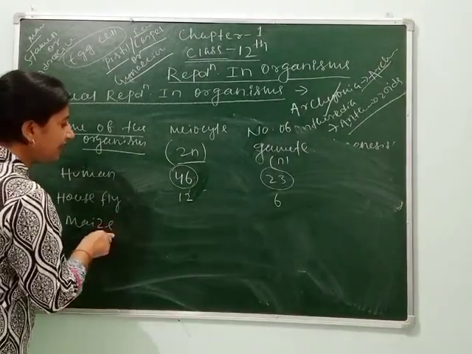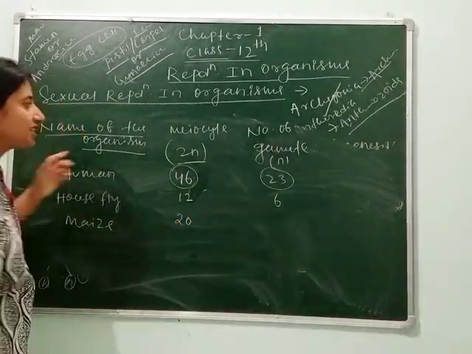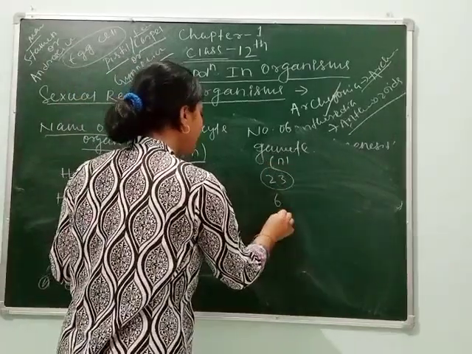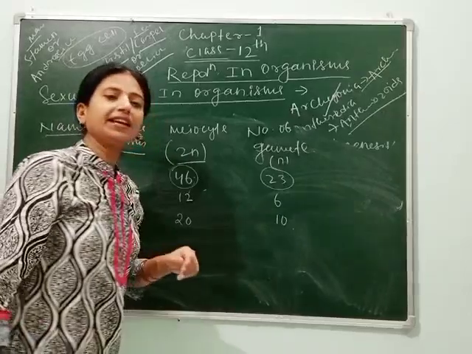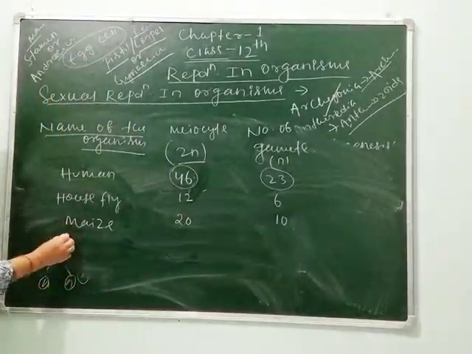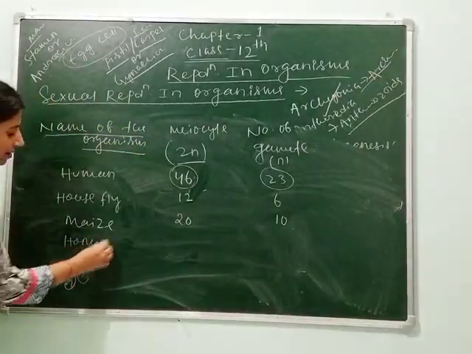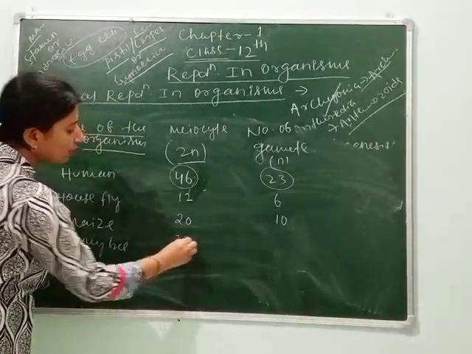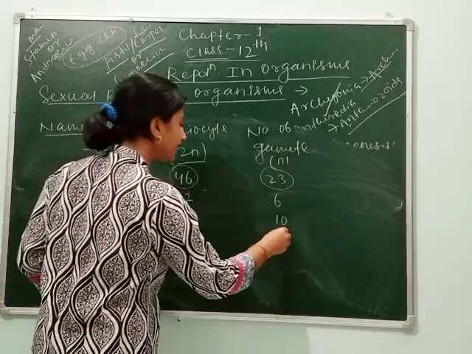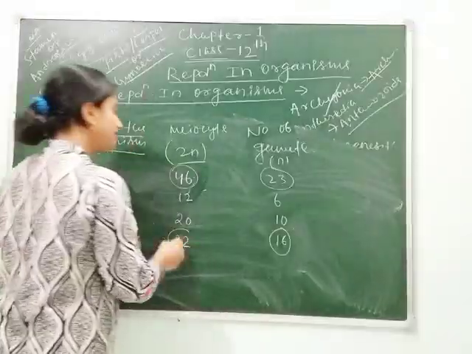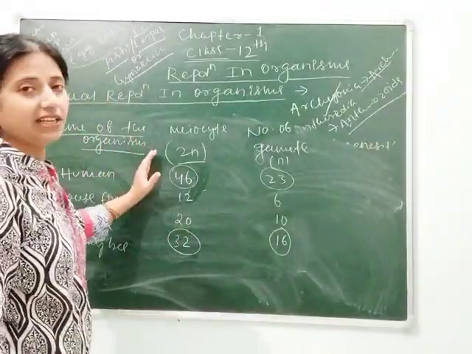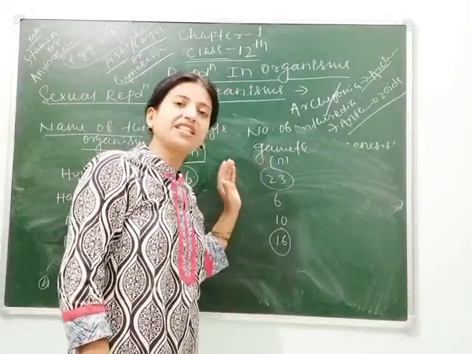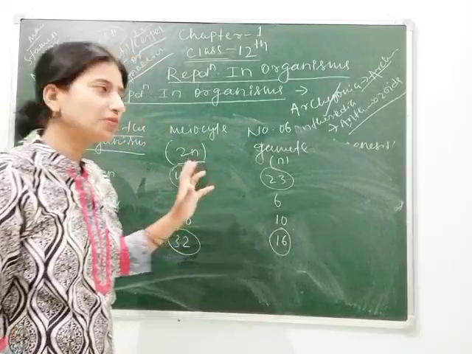Maize means makka. It has 20 chromosomes, meaning its meiocyte is 2n, containing 20 chromosomes, so its gamete contains 10 chromosomes. In case of honeybee, the meiocyte contains 32 chromosomes, whereas the gamete contains 16 chromosomes. So this is how the diploid parent and haploid gamete have different chromosome numbers.